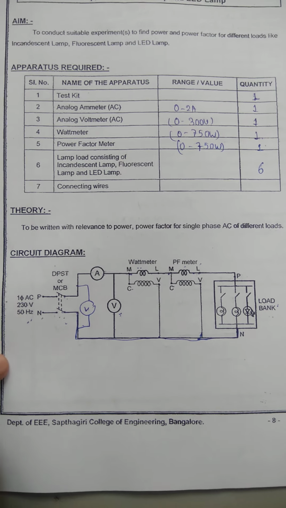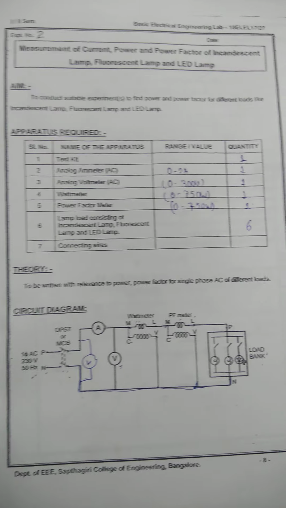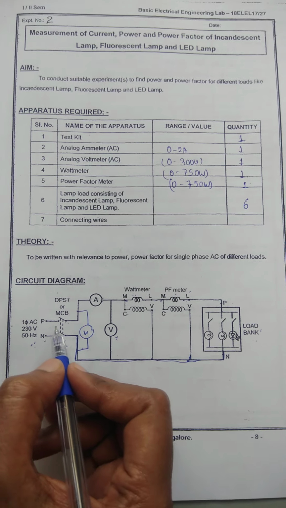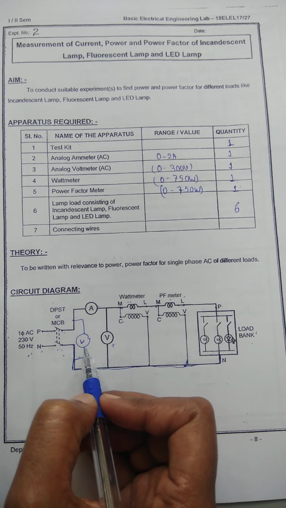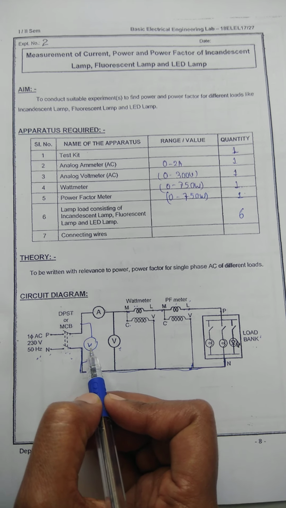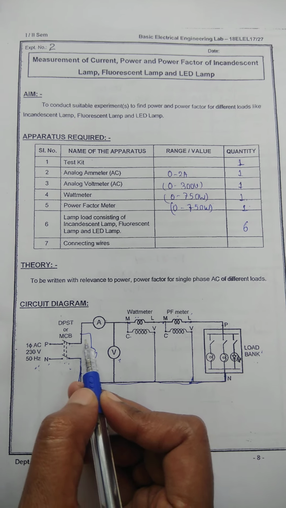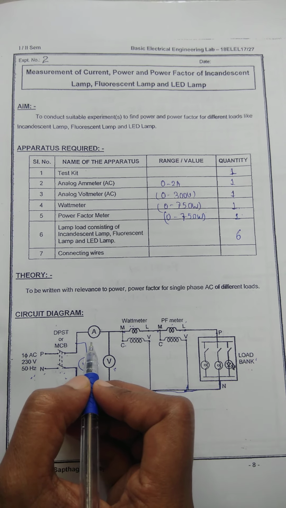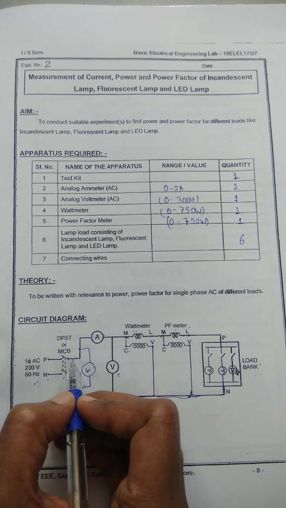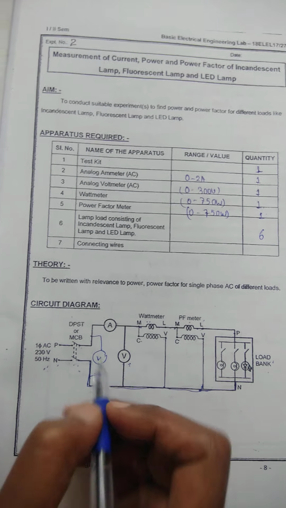If you observe the circuit diagram, we are getting supply from a single phase 230 volt 50 hertz AC supply. That supply is given to the MCB, miniature circuit breaker. After that we connect the voltmeter. The voltmeter measures voltage, so it should be connected in parallel across the supply voltage. After that we have the ammeter, which should be connected in series with the supply. Clear? Ammeter is connected in series with the supply.